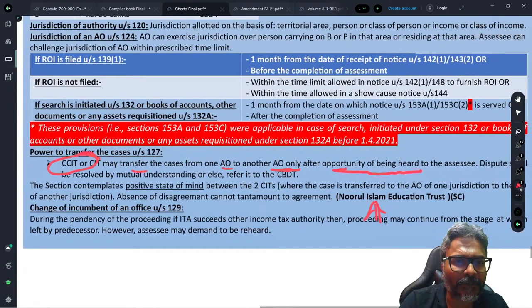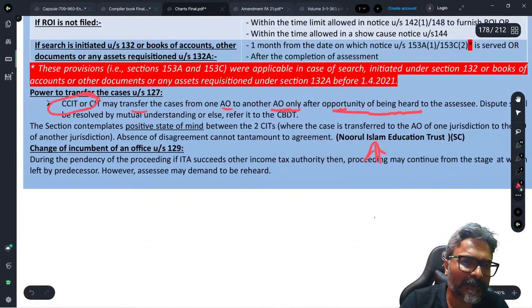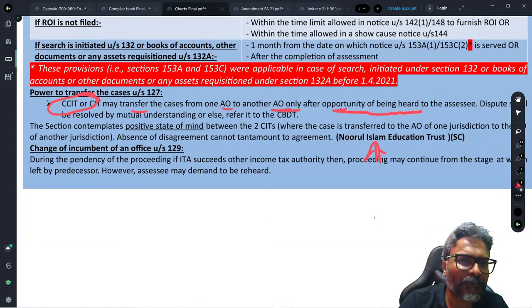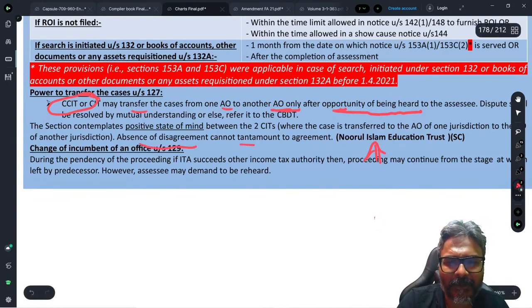So this is the sort of situation that needs to be considered. So you will have to take up the approval, students, in this regard. So absence of a disagreement cannot tantamount to an agreement.